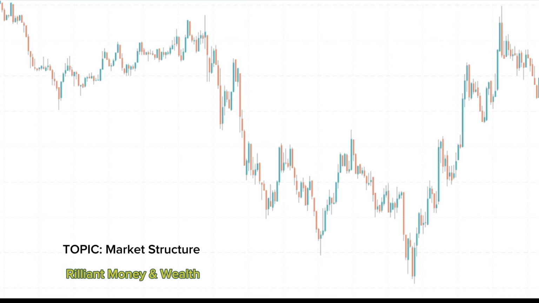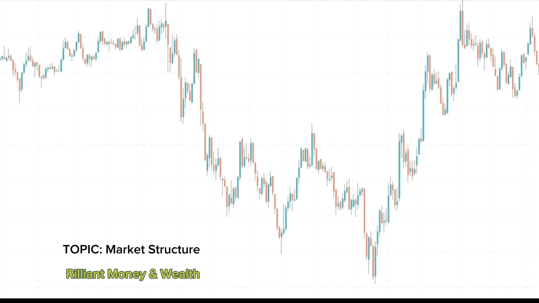So when a market goes up, for example this way, it is an uptrend. So the other one is a downtrend and this one is an uptrend. The market is going up.